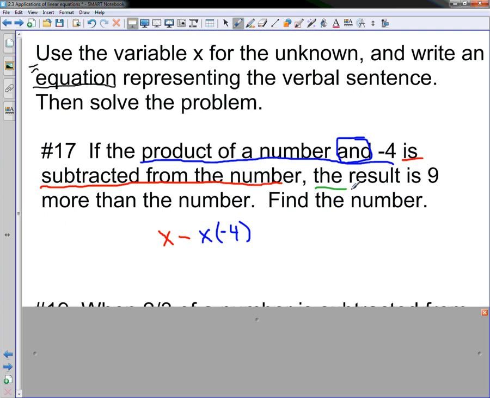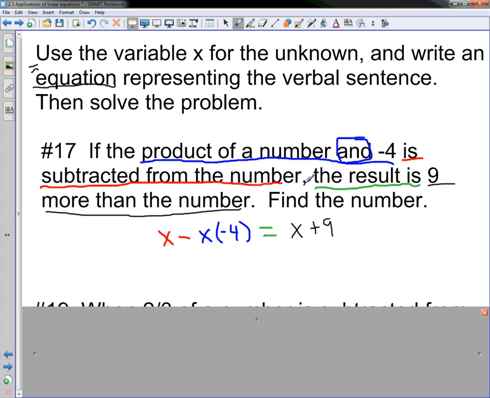The result is, so the result is, that's our equal sign, 9 more than a number. So 9 more than a number. Okay, so see how we've broken it up into the different parts, underlining what works together and going through.